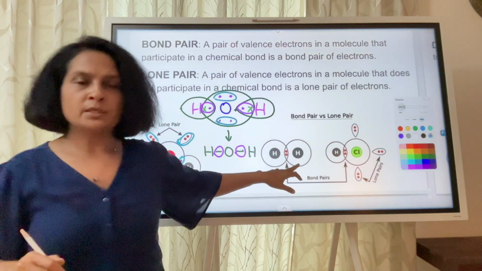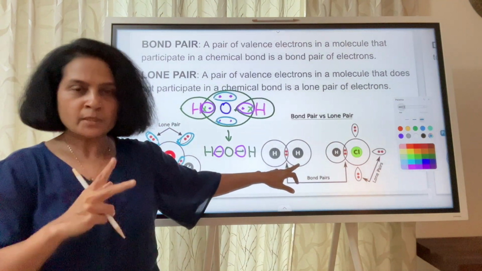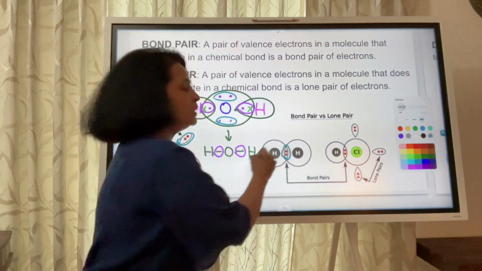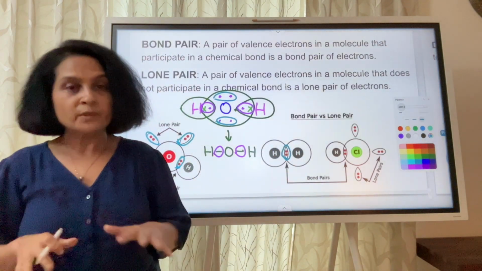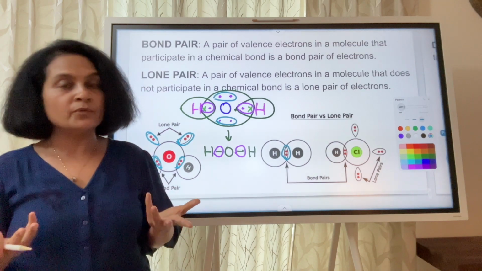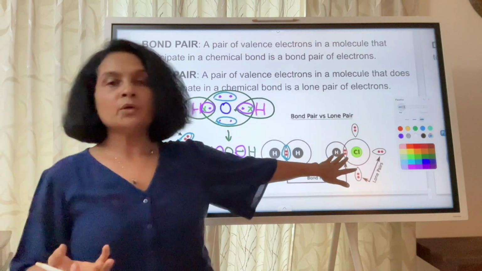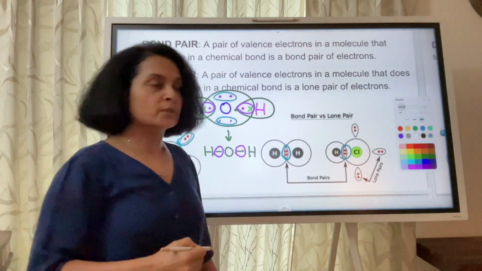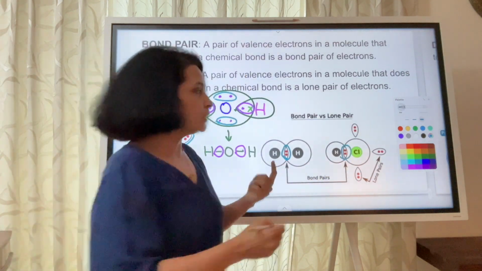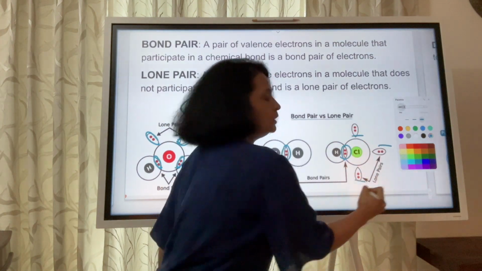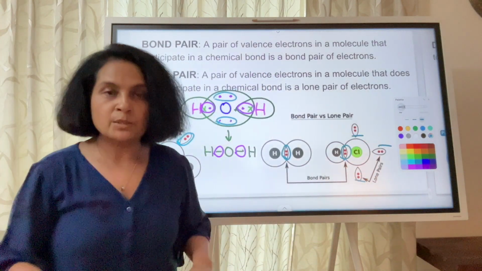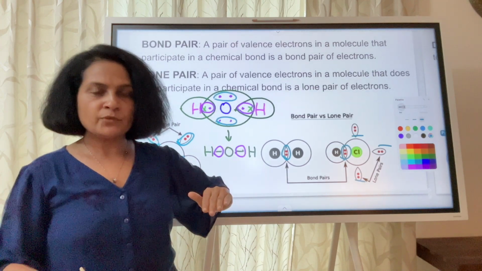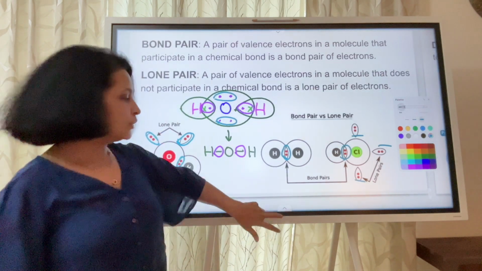Now take a look at the hydrogen molecule. 2 hydrogen atoms bonding together and 1 electron pair being shared. Does it have a lone pair of electrons? Well, it does not. There is no lone pair of electrons available here. Take a look at hydrogen chloride. So you only have 1 bond pair of electrons. However, there are 3 lone pairs of electrons. 1, 2, 3. Right? So they have not participated in the bond formation. So I hope you have understood what lone pairs of electrons and bond pairs of electrons are.